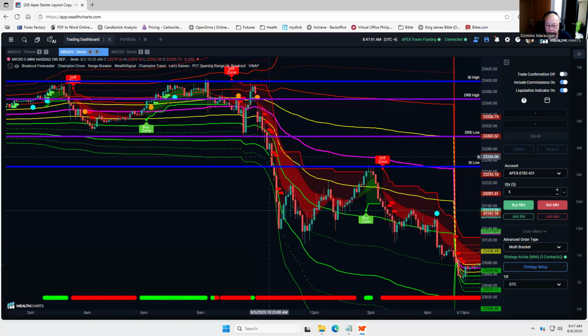You want to add more contracts to this trade. It pulls back, comes back down. You would have entered, right? Where's that wick? The bottom of that wick right there. You would have added more contracts, and it would have been a good trade coming down. It pulls back again. What does it do?